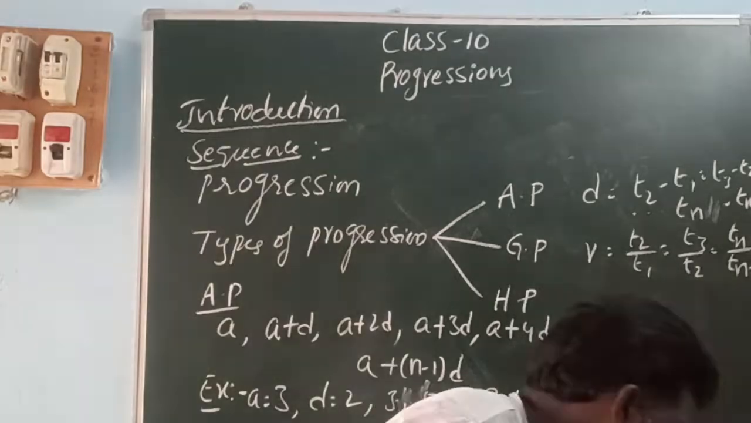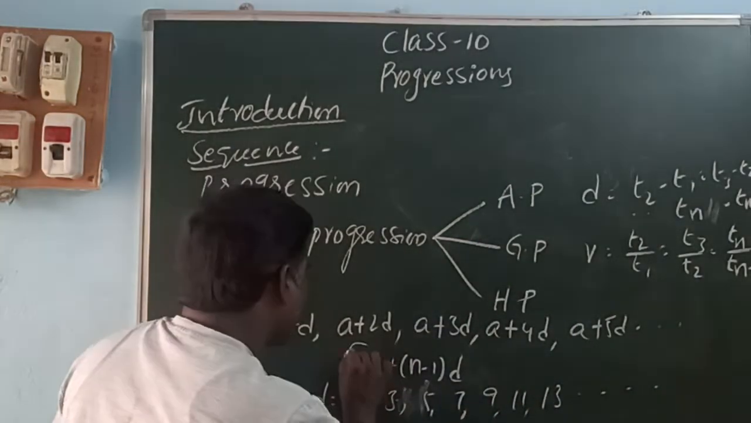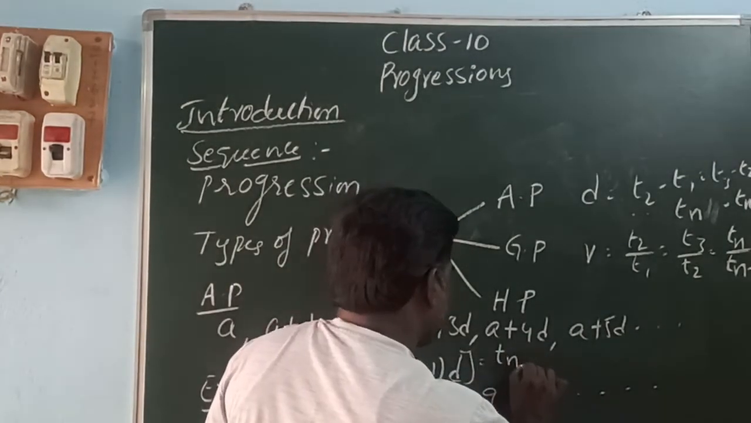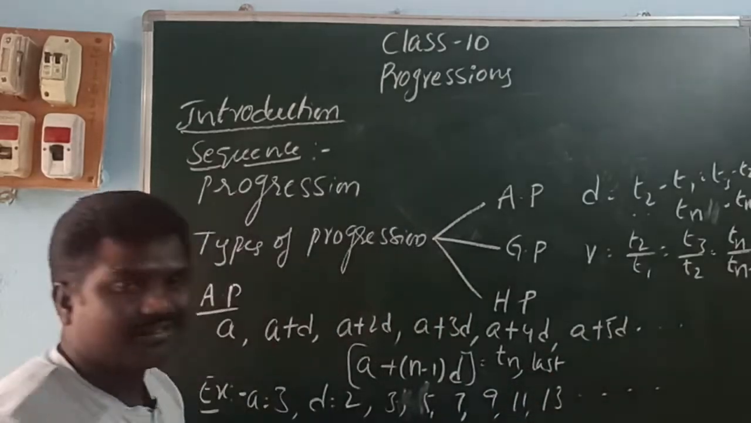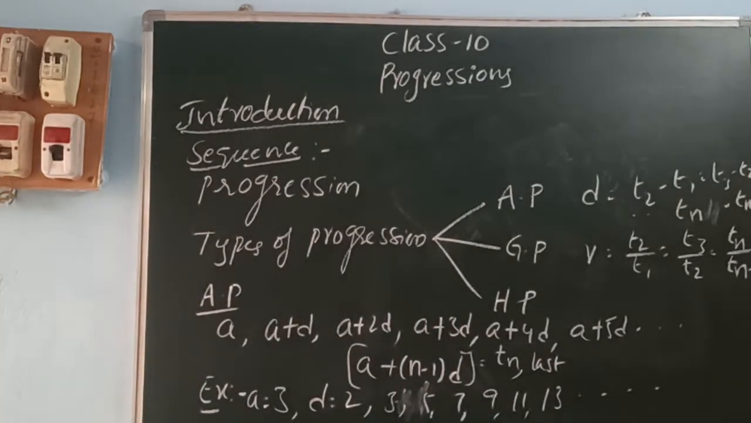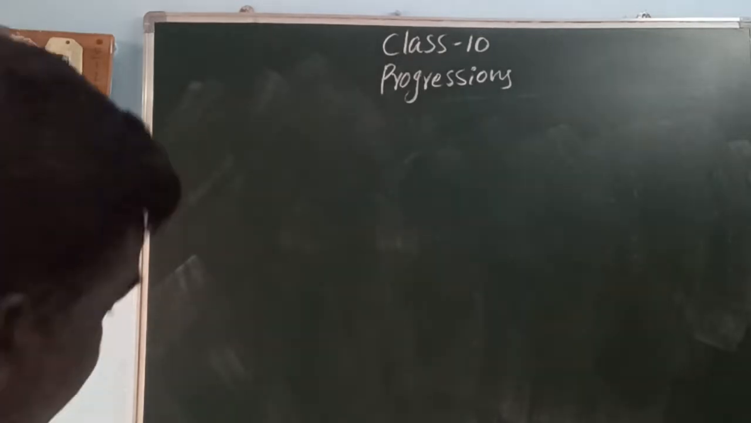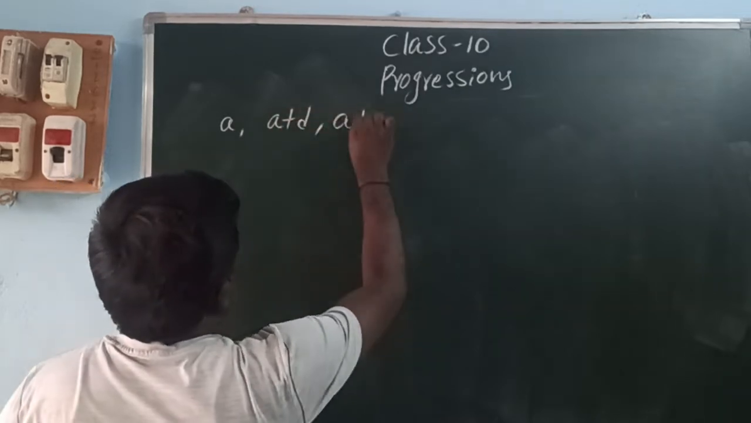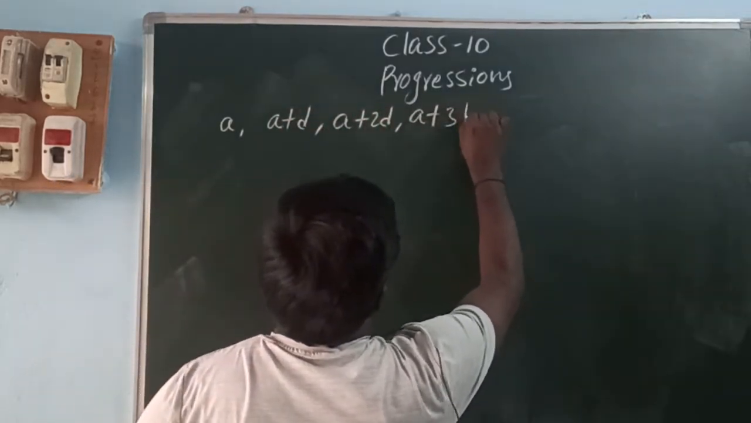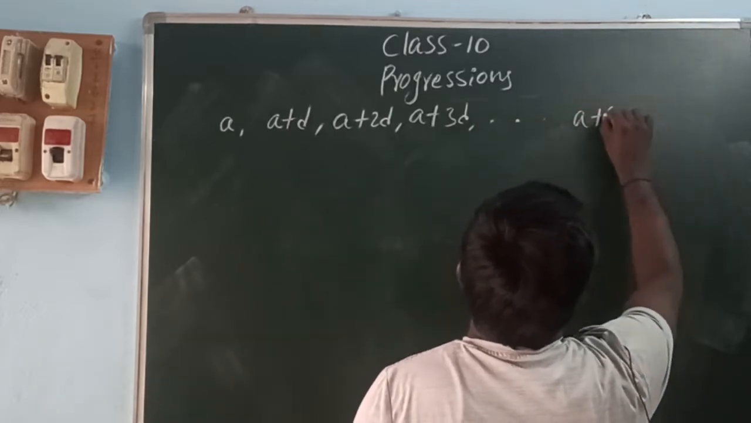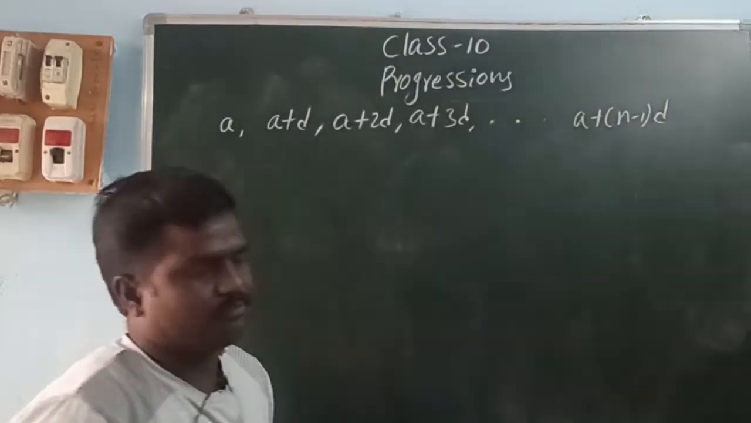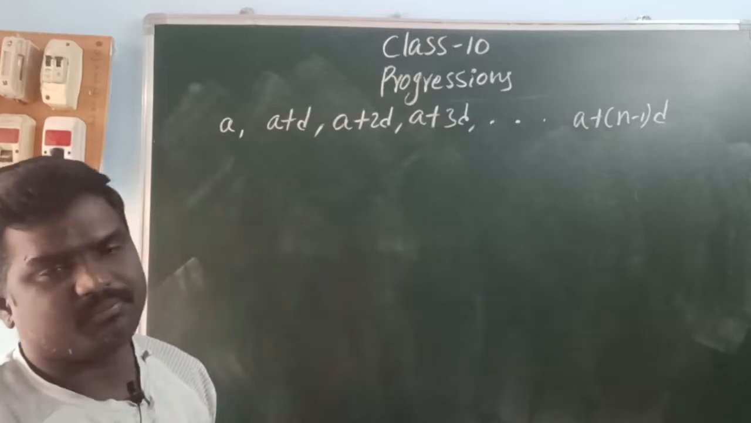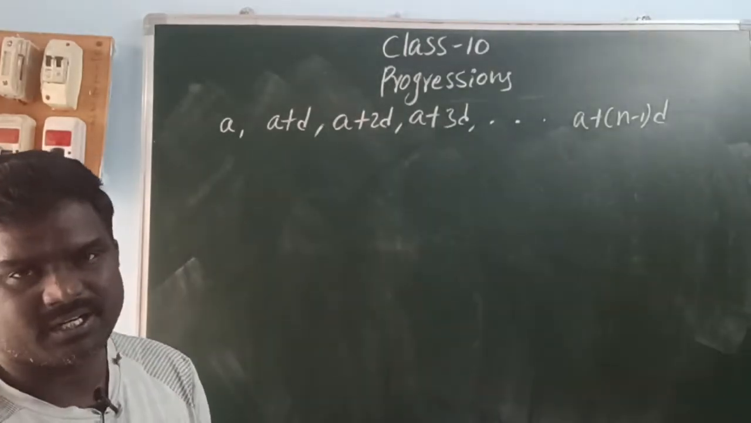So the nth term of an arithmetic progression is a plus n minus 1 into d. This is the nth term, or last term. The general form of arithmetic progression is a, a plus d, a plus 2d, a plus 3d and so on. The last term is a plus n minus 1 into d. Here the common difference is added to or subtracted from the preceding term. So this is the general form of arithmetic progression.